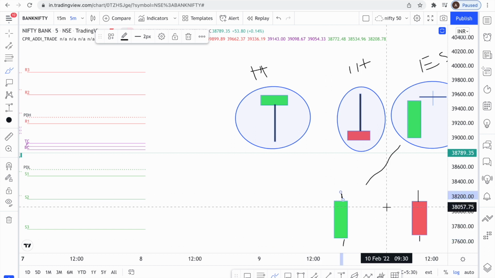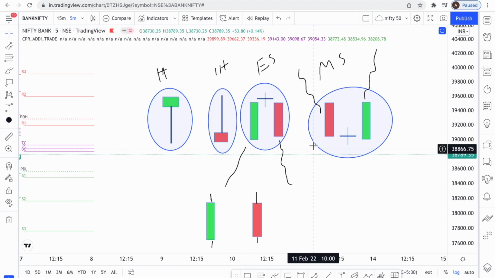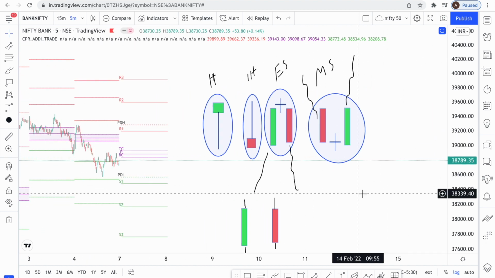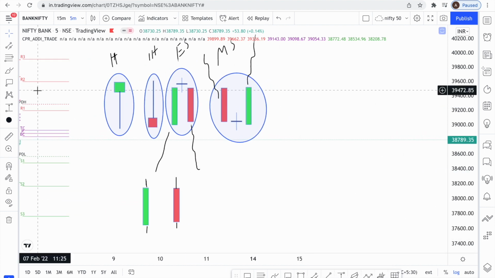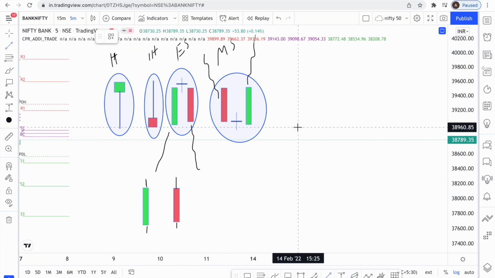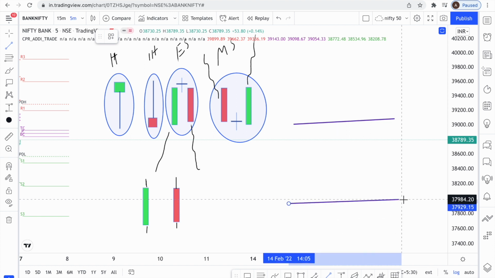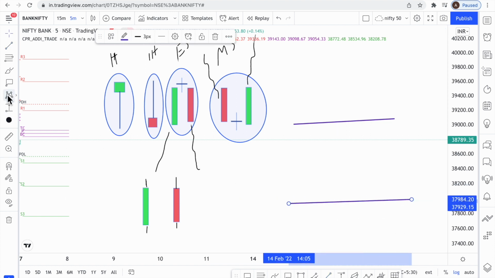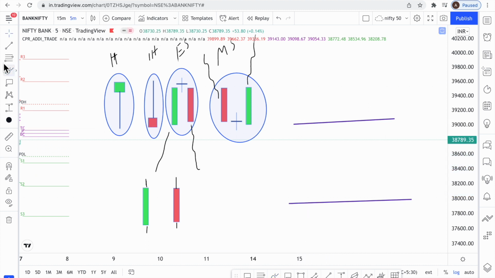Now why am I showing this candlestick pattern? I told you about support and resistance, right? Resistance on the upper side, support on the lower side. Now say the price comes until this resistance. Now how do we know that the price might reverse?